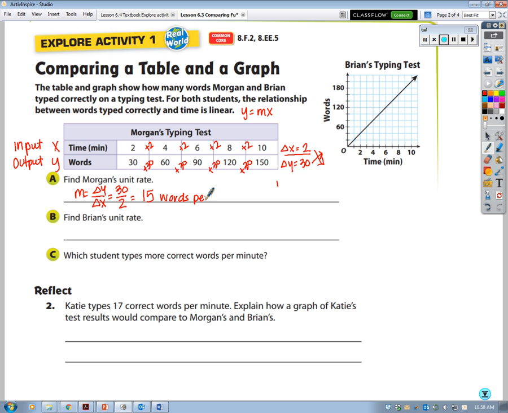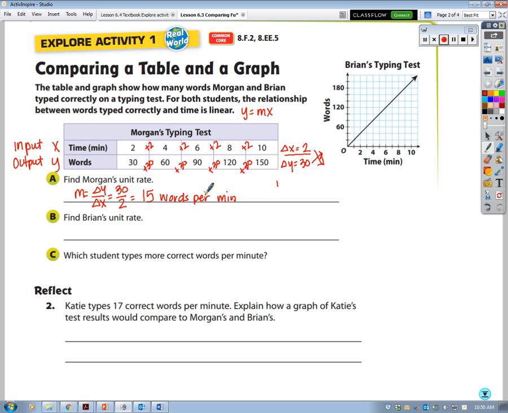And unit rate is like per 1 unit, guys. So you got to make sure that it's not 30 over 2, because that's the rate of change, but a unit rate is the most simplified version of that. So it's comparing y to 1x here. So 15 words per minute for Morgan.